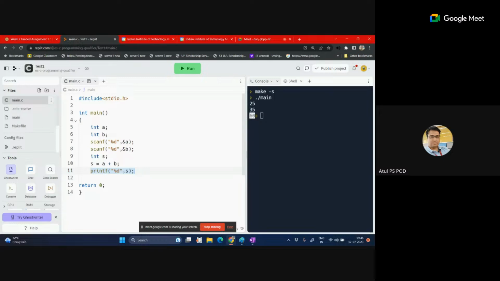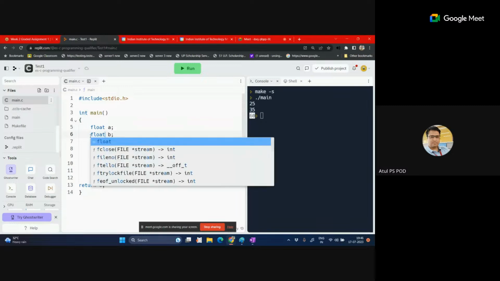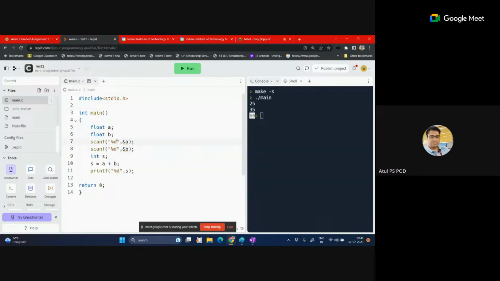Okay, simply if you want to read the float value, you first have to declare the float data type, float variable, and also you have to mention what type of value we are reading, float, so %f. And similarly, if you are adding two float values, you will get the same float answer.